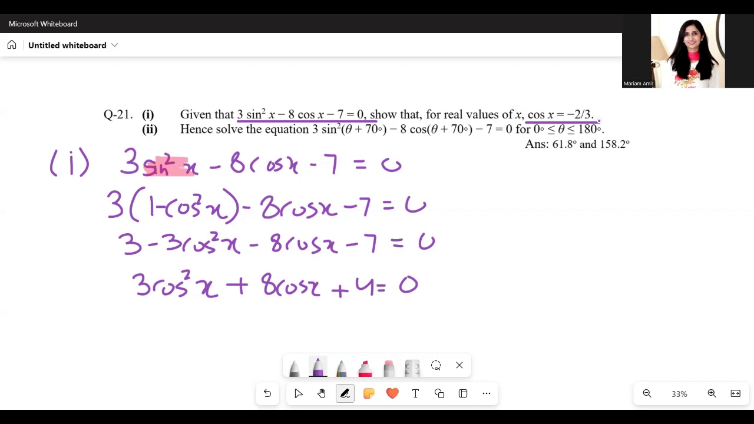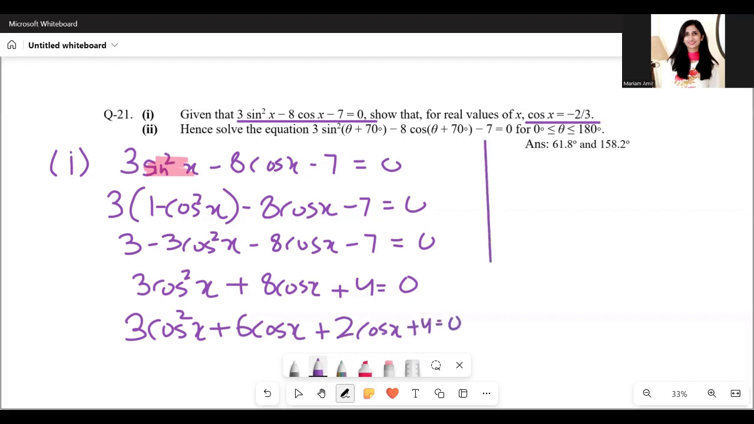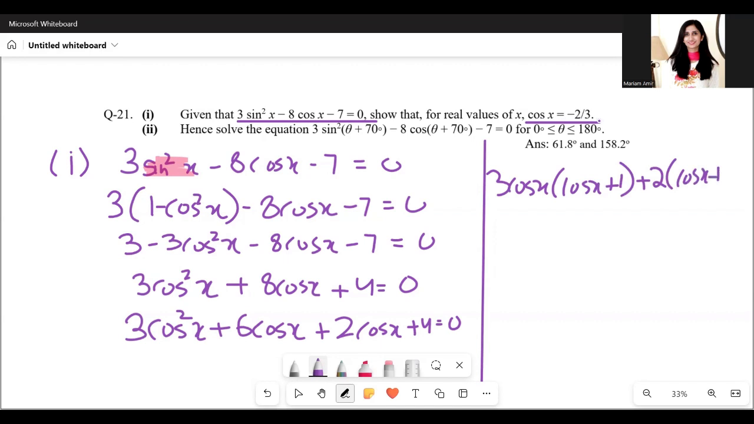middle term breaking. So multiplication should give us 12, addition should give us 8. So that's going to be 6 and 2. So 3 cos squared x plus 6 cos x, I've broken the middle term, plus 2 cos x plus 4 equals 0. Okay, 3 cos x is common, and we have cos x plus 2. And then we can take 2 common, plus 2 times cos x plus 2. Okay, in the brackets, we get 3 cos x plus 2.